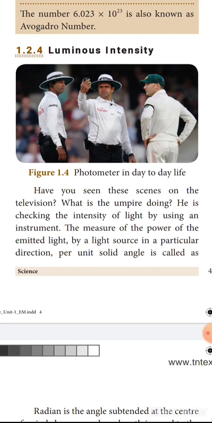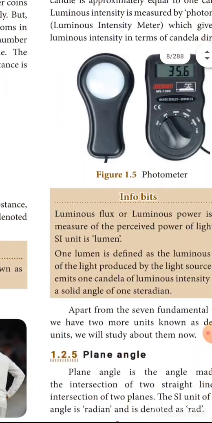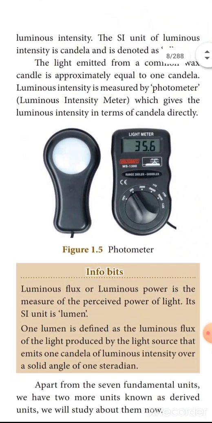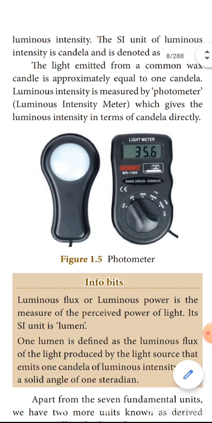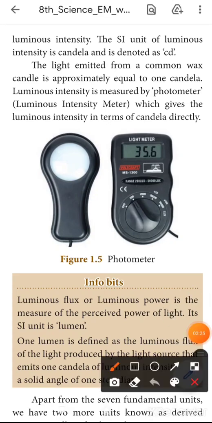So every match the umpire checks the luminous intensity. The SI unit of luminous intensity is candela. Underline the word candela. It is denoted CD. The light emitted from a common wax candle is approximately equal to 1 candela. Normally when one candle is burning, the flame is equal to 1 candela. The light of a wax candle is 1 candela.